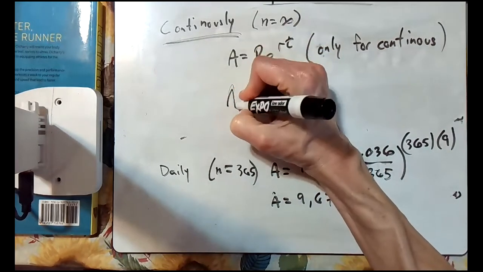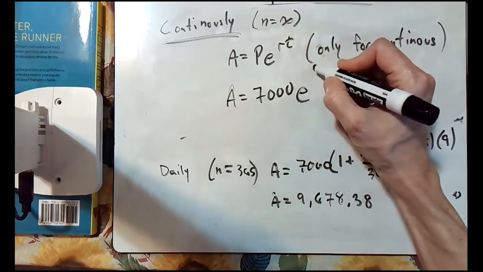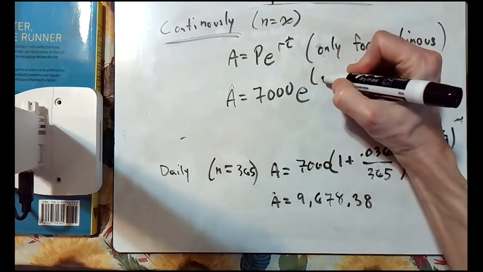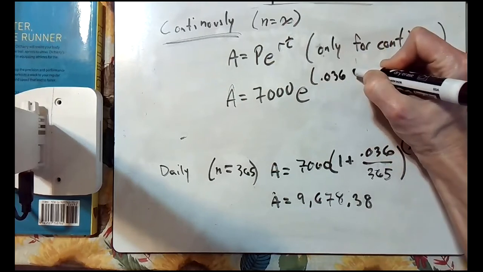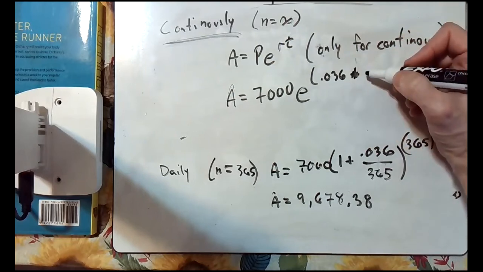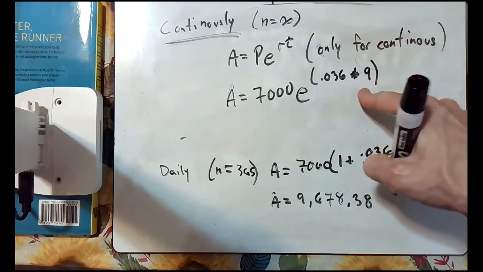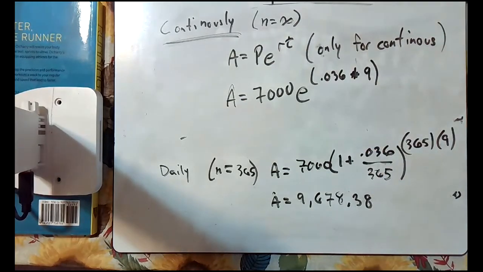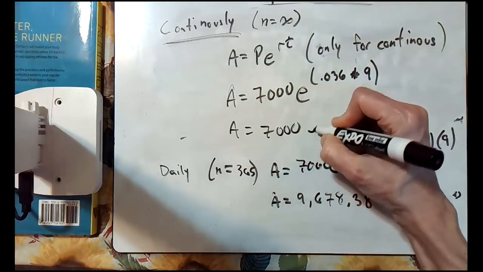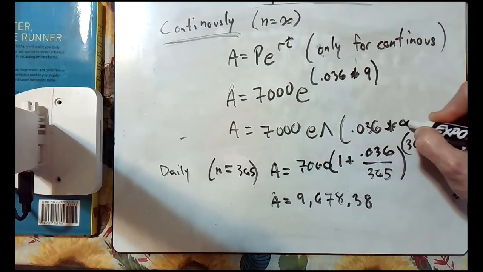It's just simply A equals 7,000 E raised to the, and our rate was 0.036 times, I'll just use the asterisk to show times. I'm not going to put X because you'd think it's the variable X. 0.036 times 9, because remember it was being compounded for 9 years. How would you type that into your calculator? It'd be A equals 7,000 and then E caret key 0.036 times 9.